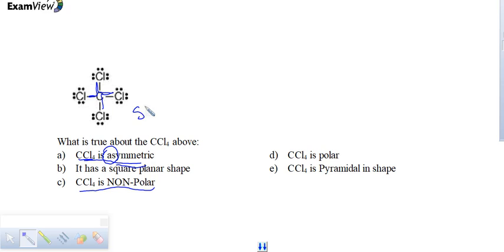Again, the word symmetric here means that you've got a very regular shape all around it. So no part of this molecule is more positive than any other part. So asymmetric means there's no symmetry, which of course is not true. So the answer here is actually C. This is not a polar molecule, and it's certainly tetrahedral, not pyramidal.